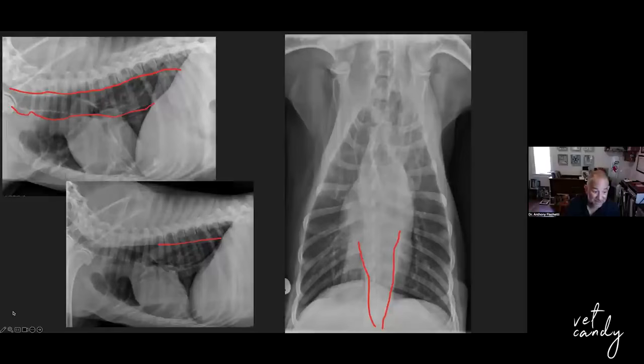This guy has moderate generalized esophageal distension because of megaesophagus. Okay, and dogs with megaesophagus love to aspirate. And there is a lung pattern sitting right over the cardiac silhouette, right here.